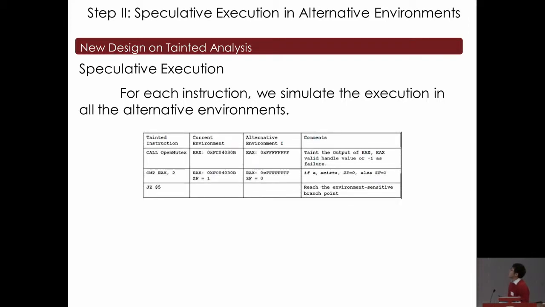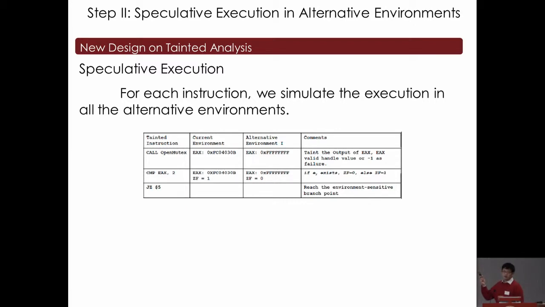This is the following example of our previous one. If the malware calls open mutex, and in our current environment the mutex exists, then EAX will equal this number, starting with FC. In another alternative environment, the mutex does not exist, so EAX will equal -1.